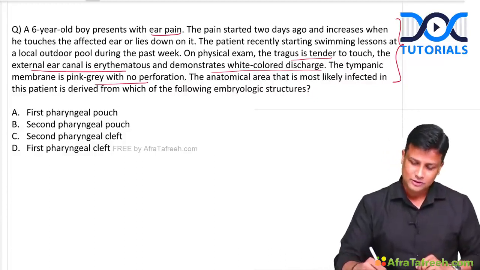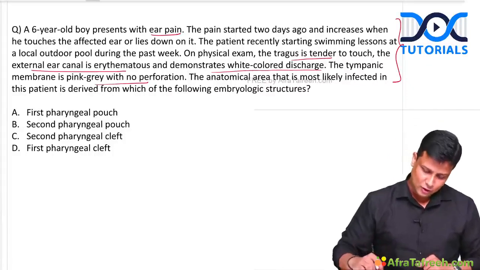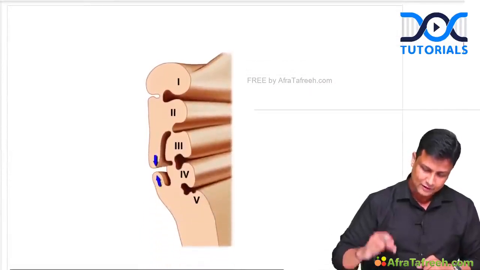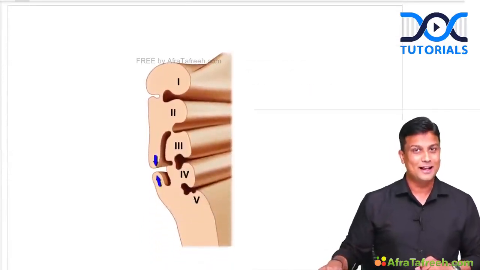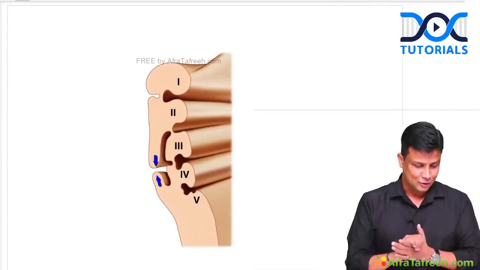Then if you're not getting the option, the entire question is all about the external ear. And the external acoustic meatus will be derived from where? Let's first of all discuss that topic and then come back to the question. So in this way, we'll also discuss the embryology topic as well as come back to the clinical question there, guys.